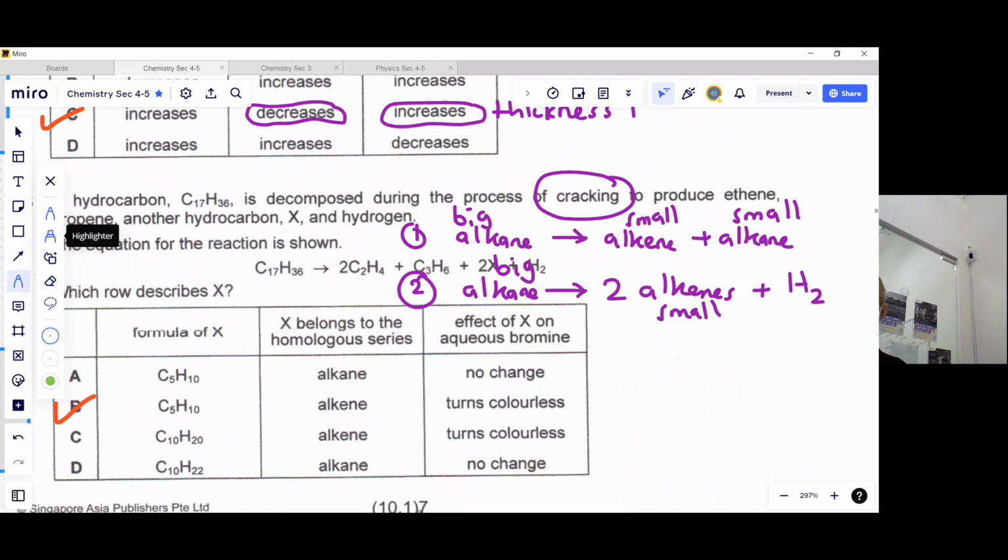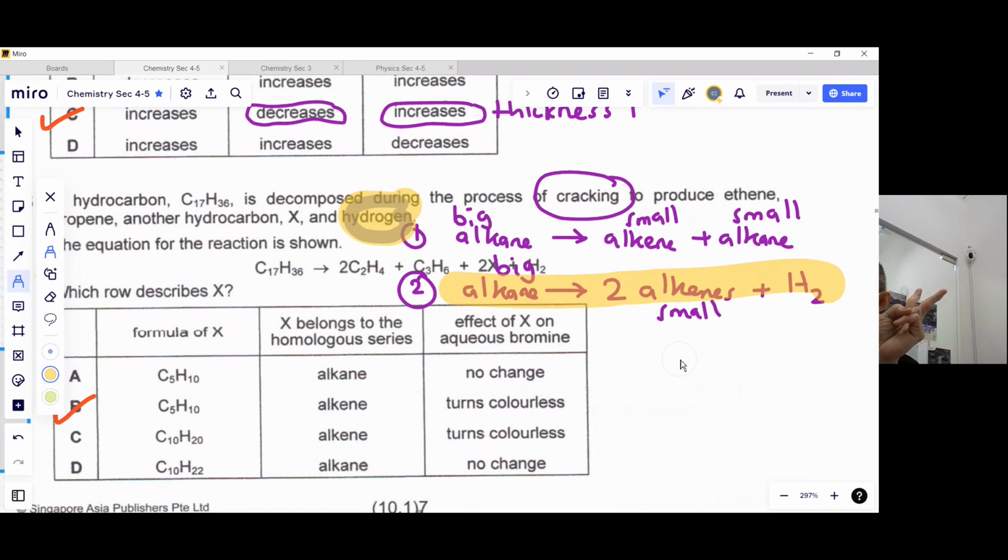But what is important? Look at the question. Did you notice hydrogen there? I hope you did. Hydrogen is there. That means it's option 2. So the products are both alkenes. In other words, X must be an alkene in addition to ethene. Take note: X is an alkene, and therefore it can decolorize aqueous bromine. This is an alkene formula.